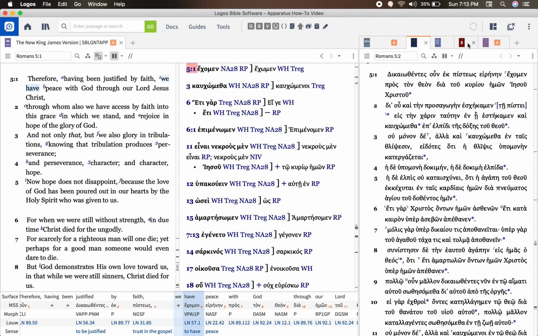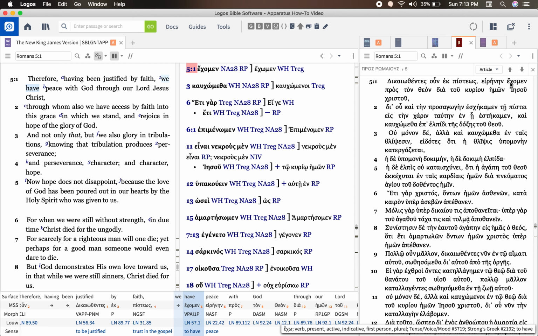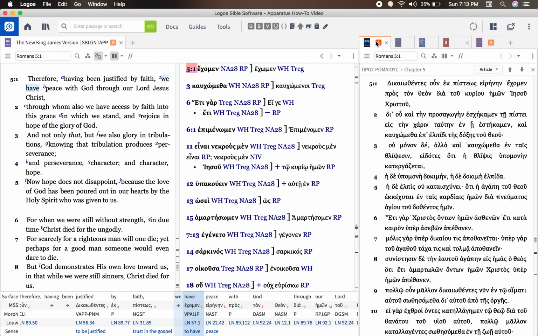And then we go to the Robinson Pierpont, and again, we see ekamen. And so what this apparatus is telling us is that the base text is supported by the critical edition of the Nestle Aland 28th edition and the Robinson Pierpont.